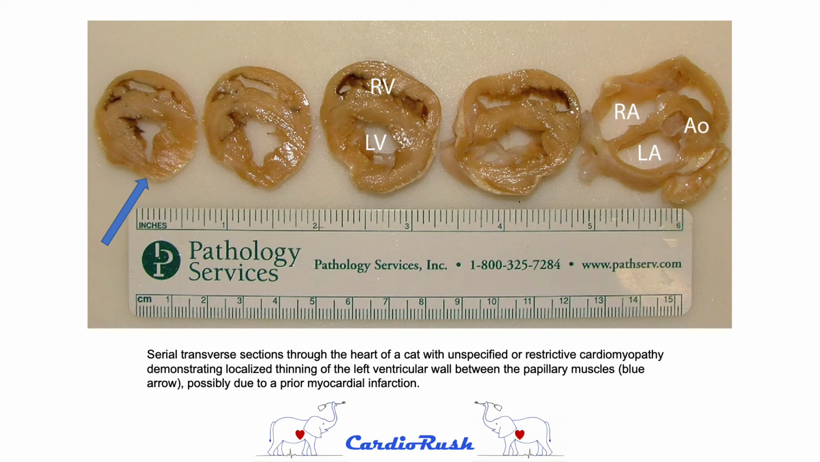A number of cats are identified to have cardiomyopathy with an absence of clear valvular disease or other cause for their heart failure or cardiac enlargement. And sometimes these cats have unspecified cardiomyopathy, or they may have restrictive cardiomyopathy.